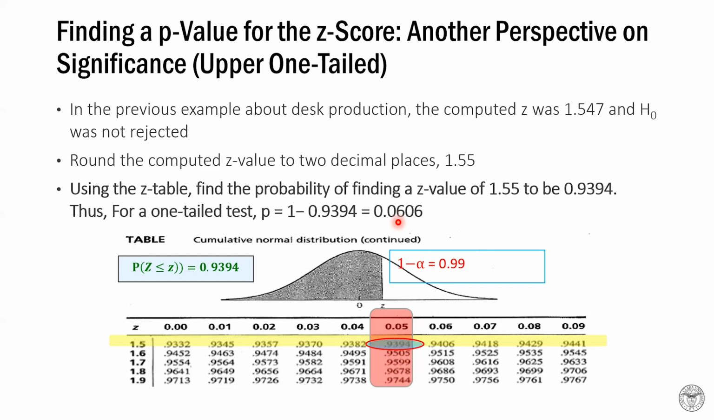So the probability of finding a sample mean greater than 203.5 when the population mean is 200 is 0.0606. Thus, the p-value of 0.0606 is greater than the significance level of 0.01. So, the null hypothesis H sub 0 is not rejected.